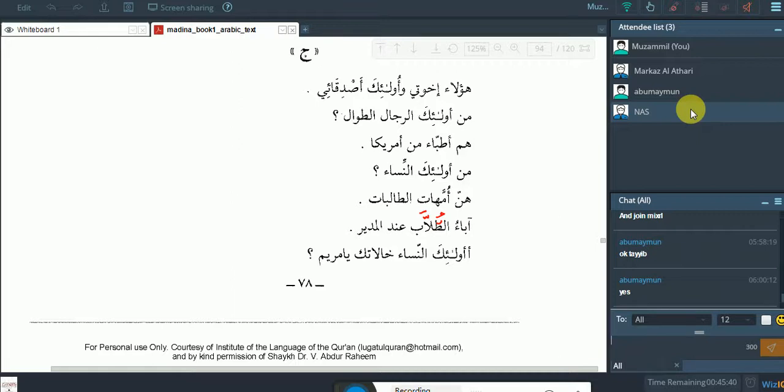So what would you say? The first word does not have alif or lam, but it has one dhamma, which will give us an indication that this is mudaf. So then the next one would be, exactly, mudaf ilayhi. Very similar meaning to the one previous. Look, ummahatu talibati, the mothers of the students, meaning the girls, the young girls, the female students. This one, aba'ut tullabi, the fathers of the boys, the male students.